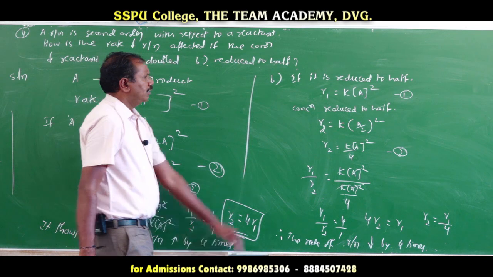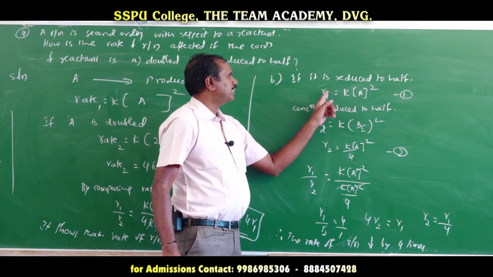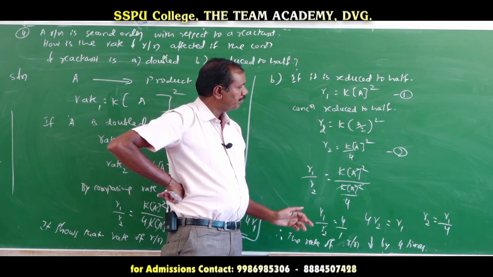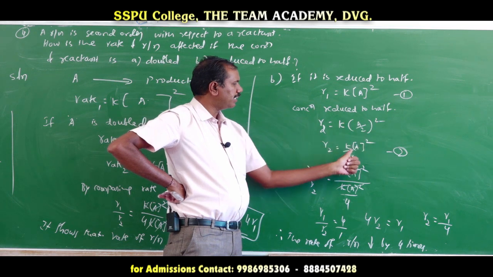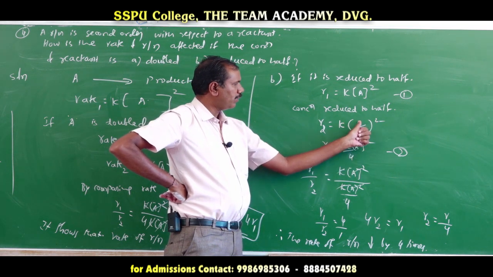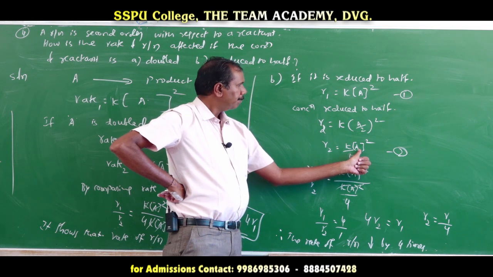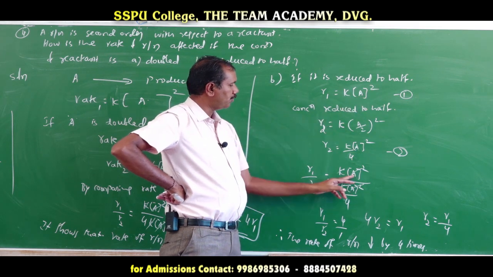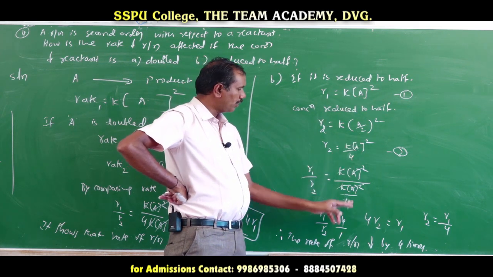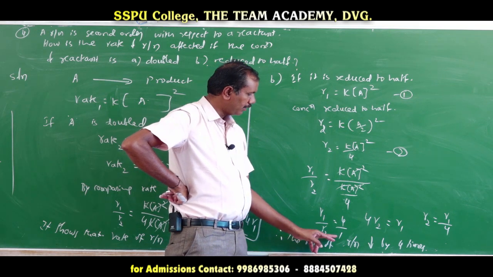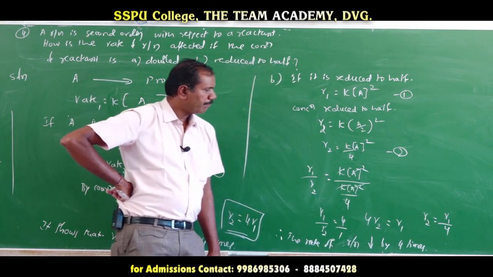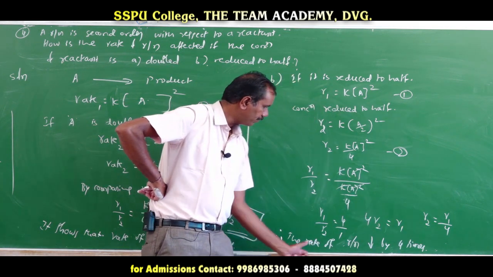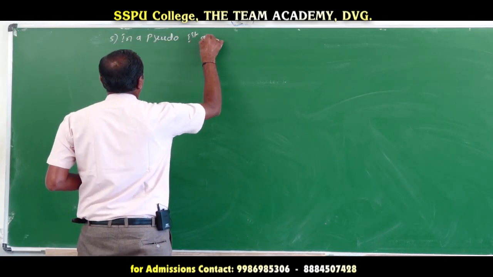You see, the concentration of A: rate is equal to K into A to the power of 2. If the concentration is reduced to half, that means A by 2, and A by 2 to the power of 2 is 1 by 4, A to the power of 2. By comparing 1 and 2, R1 by R2 equals K A to the power of 2 divided by K A to the power of 2 by 4, which is 4 by 1. So R2 is equal to R1 by 4, which means the second rate decreases by 4 times.